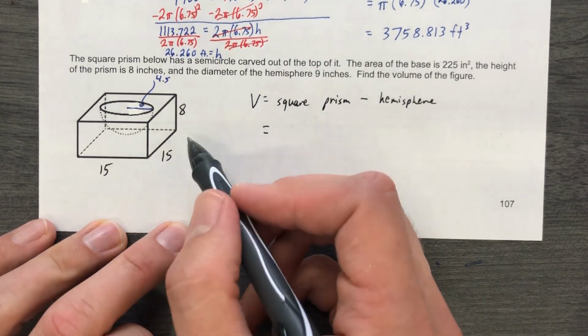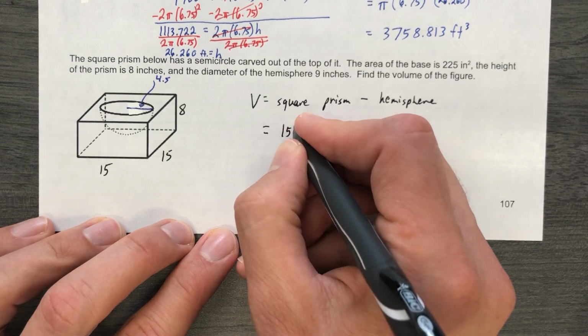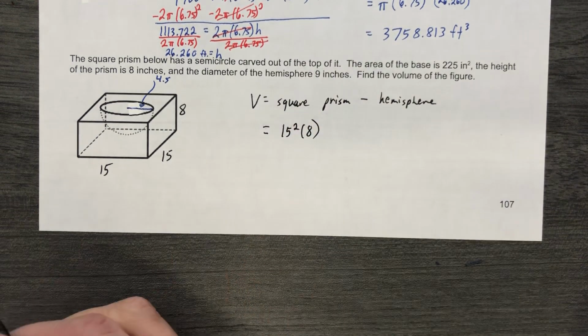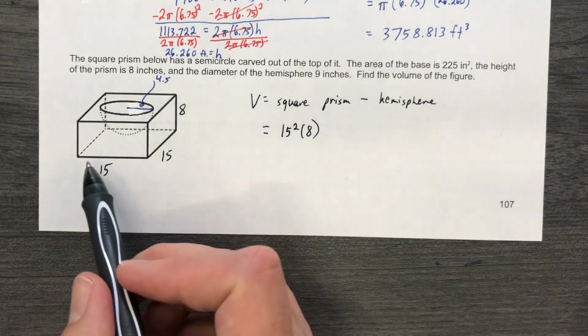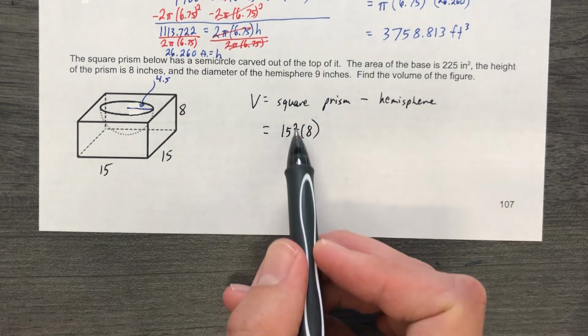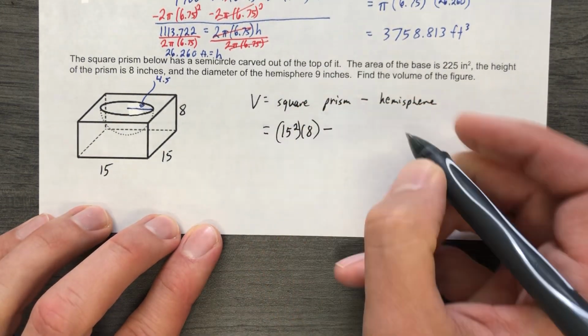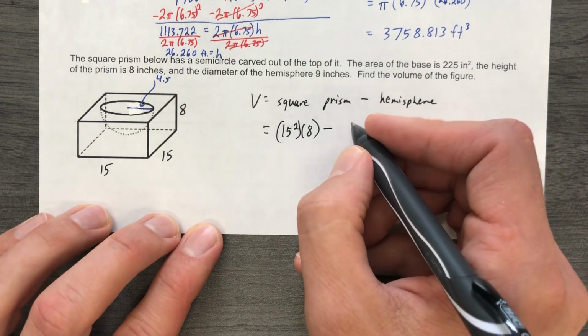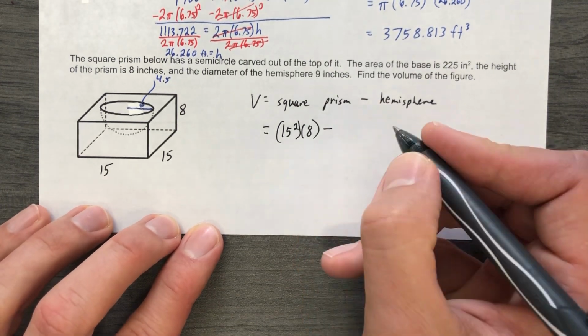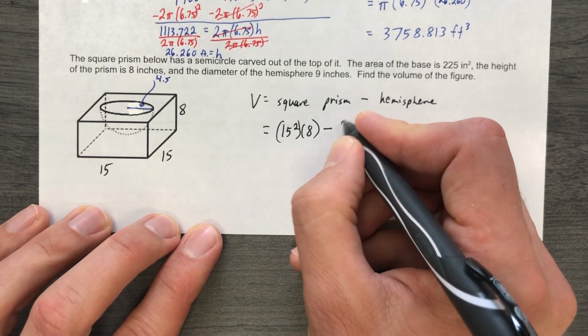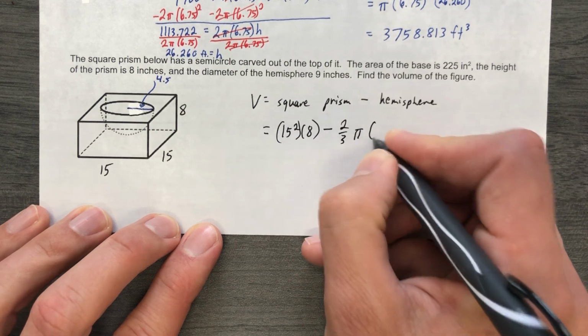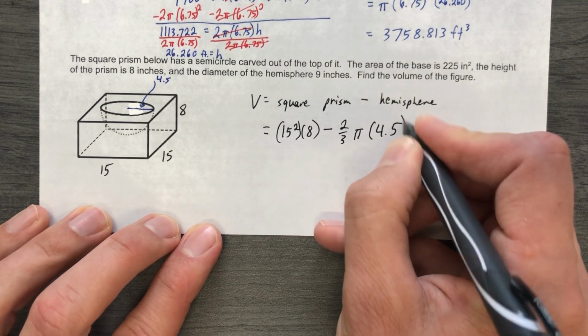As we move on, we're going to say, well, square prism, that would be 15 times 15 times 8. So 15 squared times 8, which actually, I never needed to find out what the square root of 225 was. I could have just kept this as 225. Minus, and then the hemisphere. Well, the hemisphere is going to be half of a sphere volume, and that would be, instead of 4/3, 2/3 pi times the radius cubed.